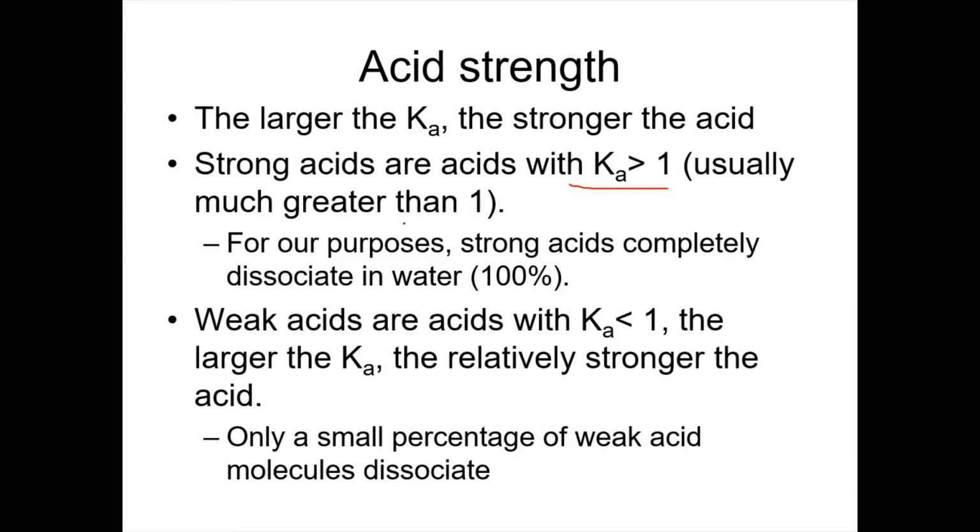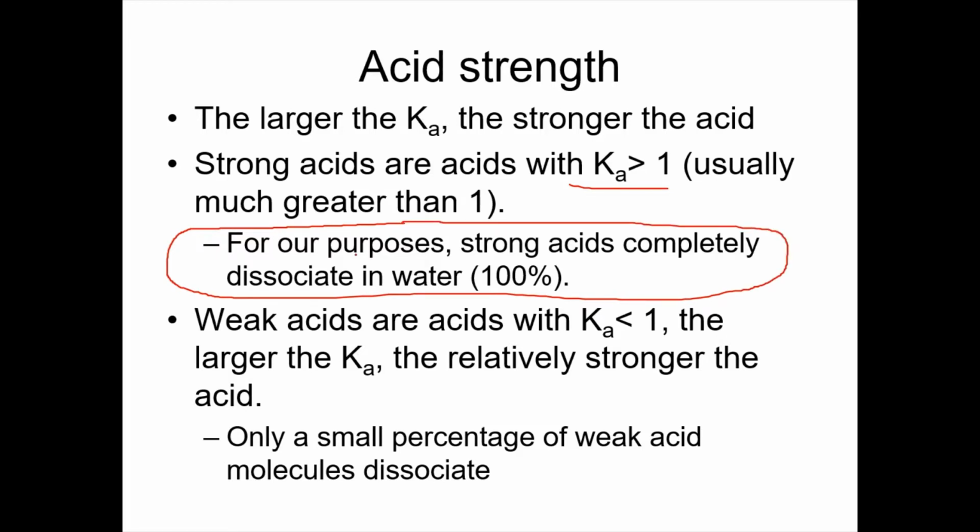Here's the nice thing. For our purposes, strong acids are going to completely dissociate. All the molecules break apart, 100% of them. Weak acids are acids with Ka that are less than 1. And basically, the smaller the Ka, the weaker the acid.